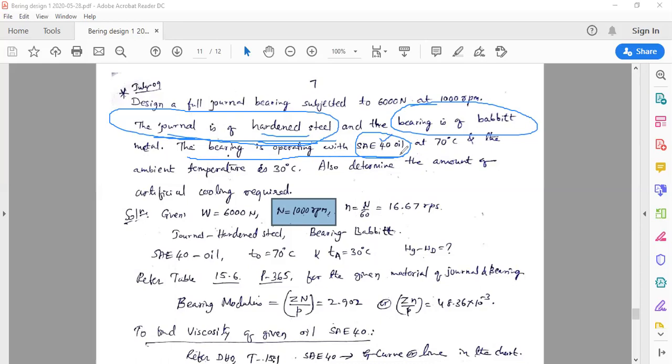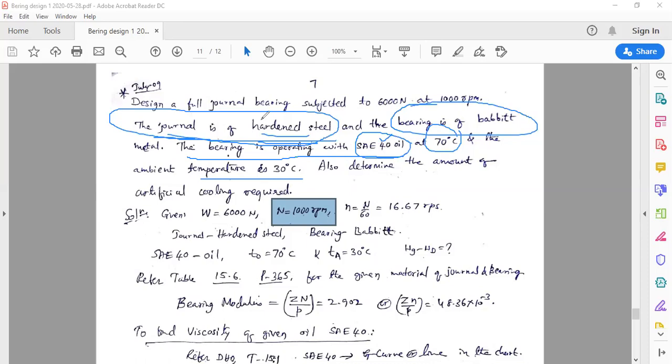We have taken a similar kind of example in one of the previous sessions where we used only the Mahadevan data handbook. Now, by making use of the Lingaya data handbook, with respect to the given oil as well as the operating temperature of 70 degrees centigrade, we get the value of Z, that is absolute viscosity, in centipoise. And the ambient temperature is 30 degrees centigrade. Determine the amount of artificial cooling that is required. That is what we have to calculate here.